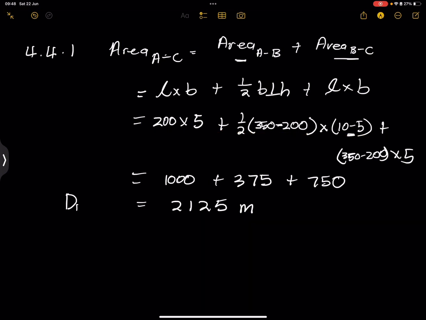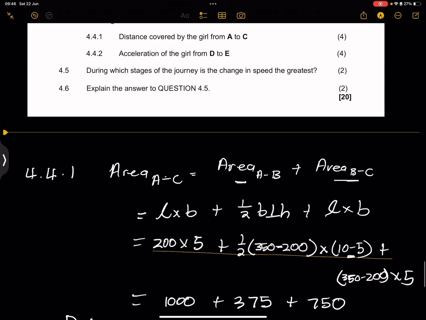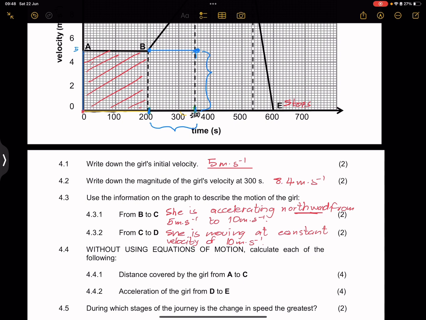So the distance would be 2,125 meters. I hope this makes sense, ladies and gents. Right, so let's go to the next question.